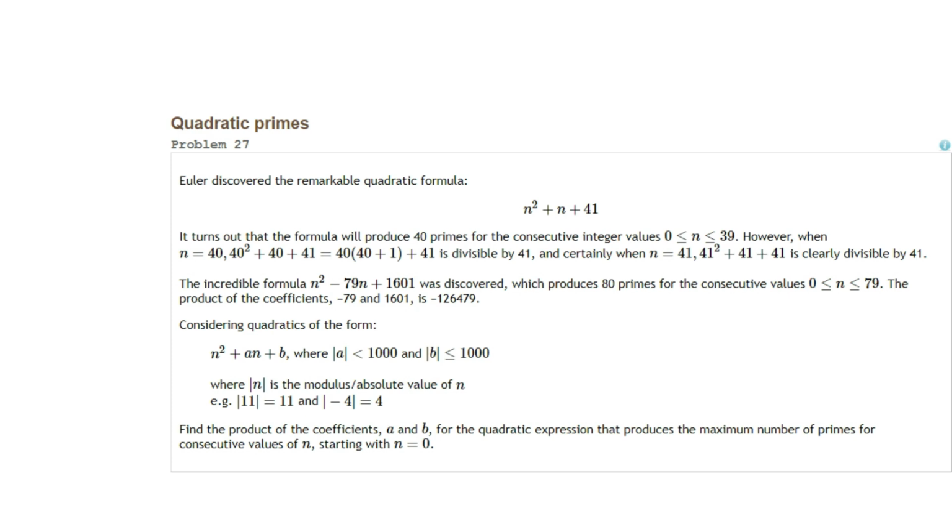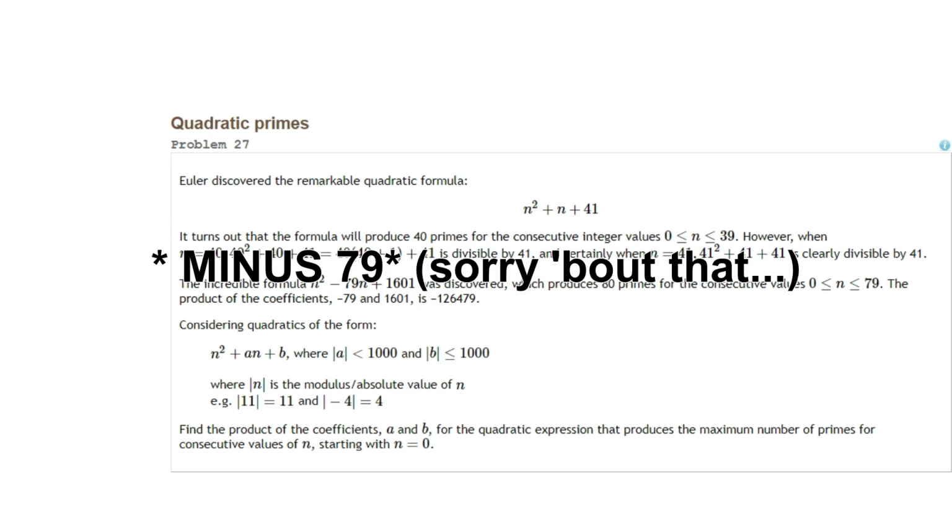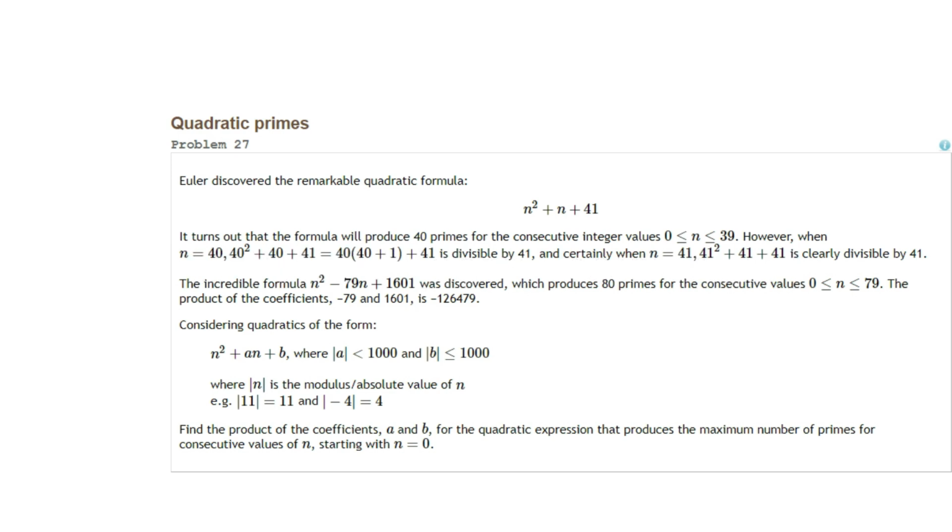There's another one of these formulas, which is n squared plus 79n plus 1601, which was discovered to produce 80 primes for all the values of n from 0 up to 79. The product of its coefficients is negative 126,479. So let's look at formulas of this form.